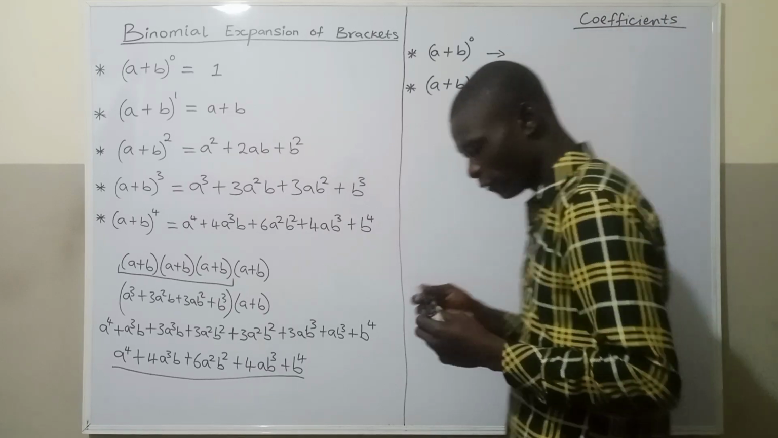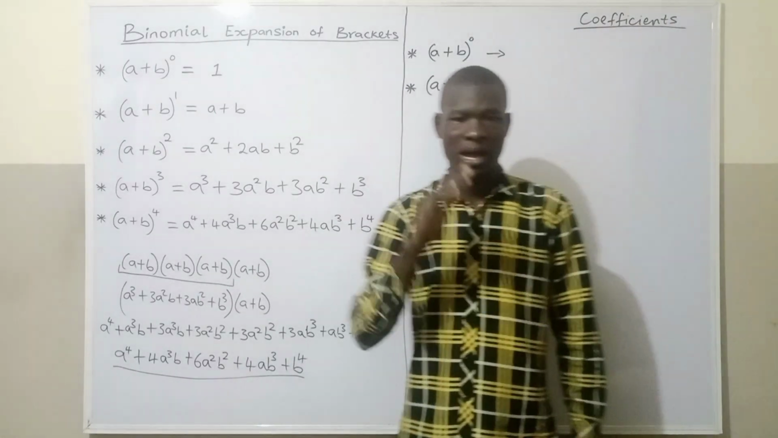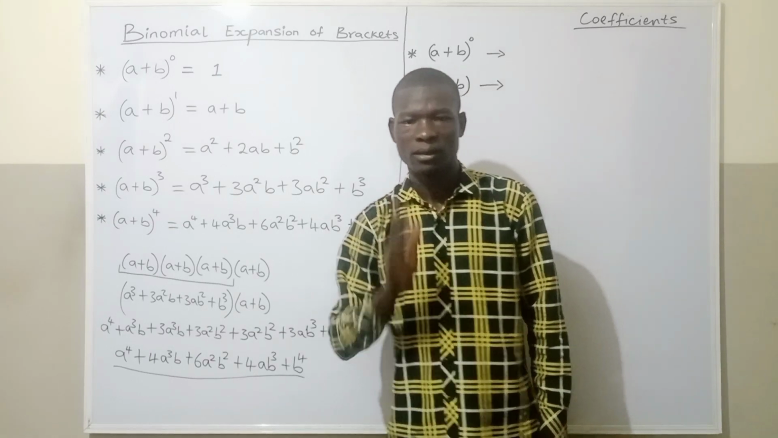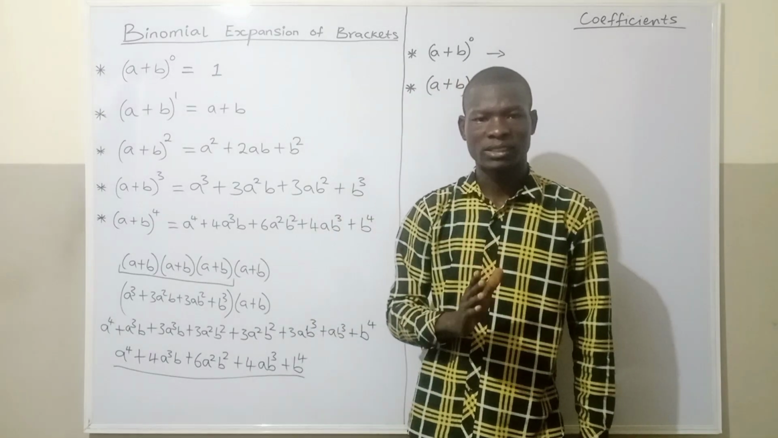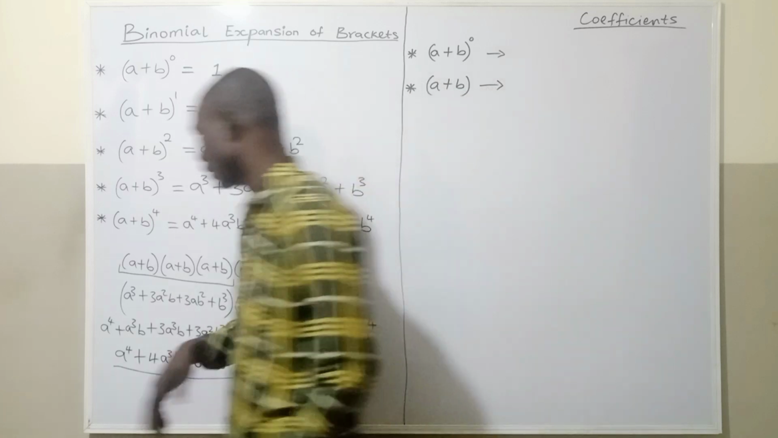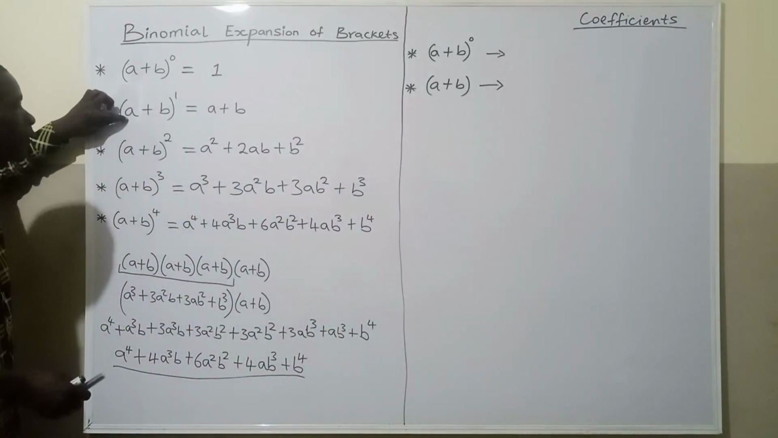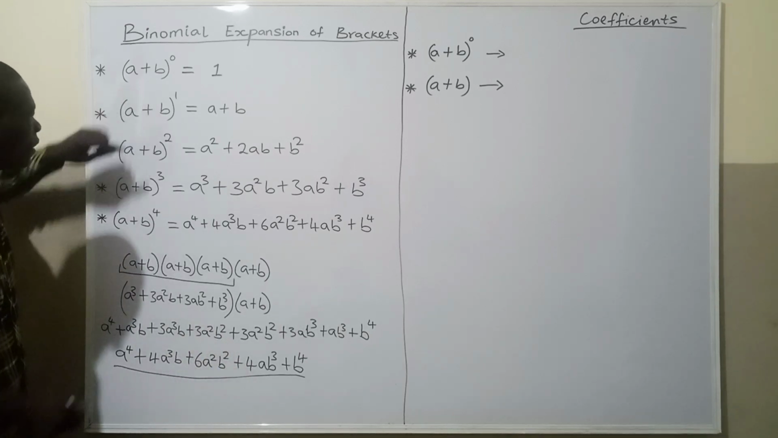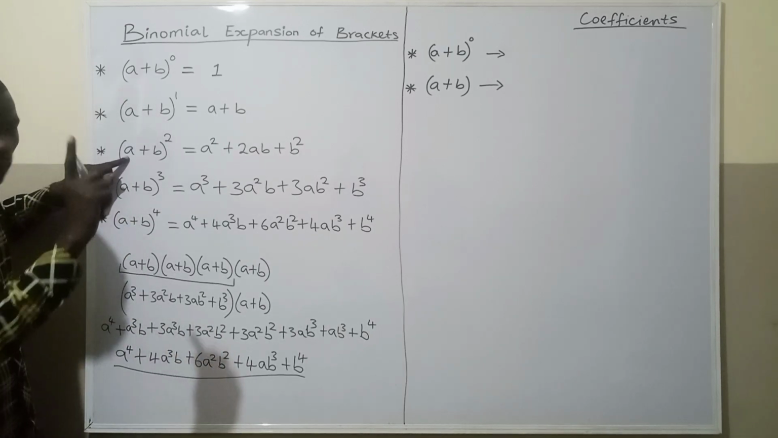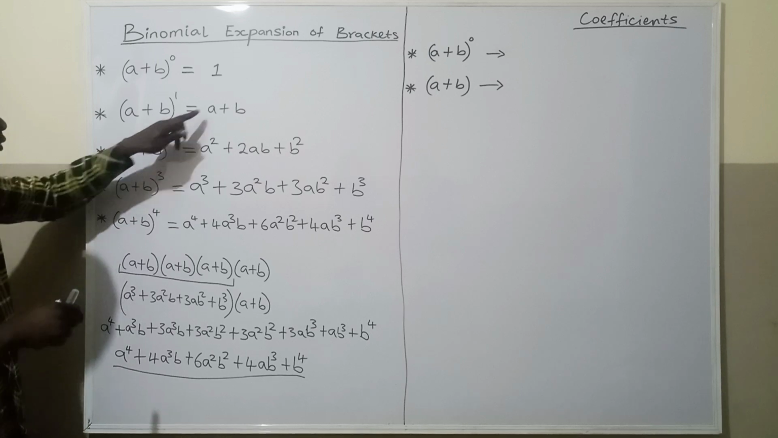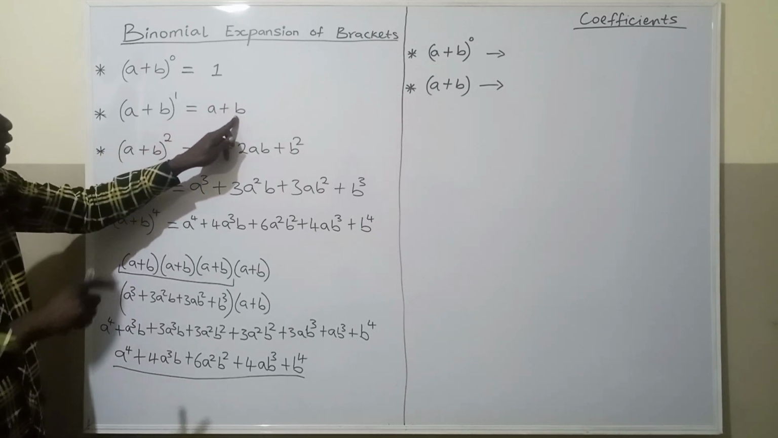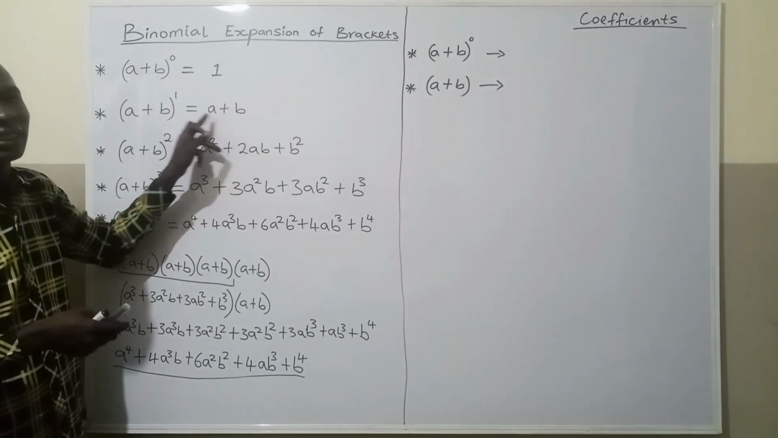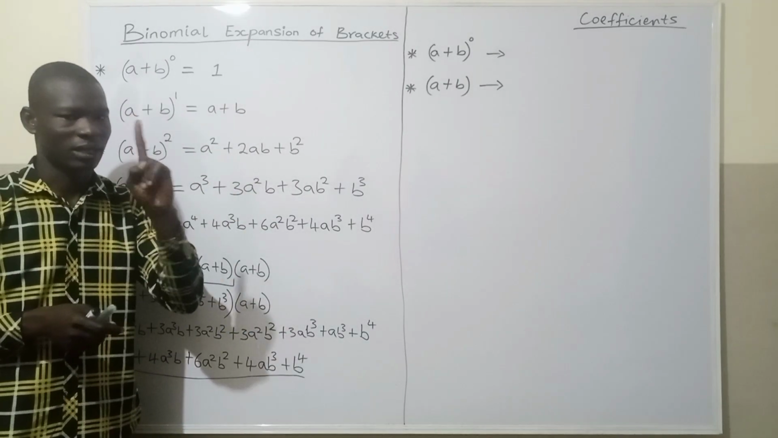Coefficients. And what are coefficients? Coefficients are numbers standing beside letters. For example, what is the coefficient of A here? 1. The coefficient of B, 1. Coefficient of A here is also 1. Coefficient of B here is 1. Coefficient of A here is 1. Coefficient of B here is 1. What do we mean by that? The numbers that are standing beside these letters, they are 1, 1.